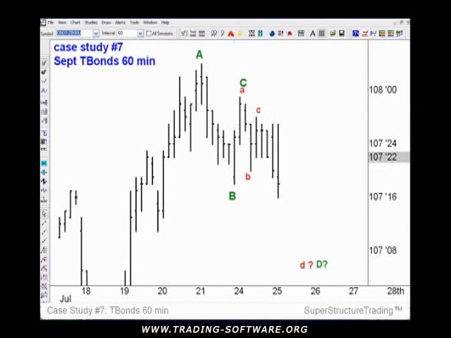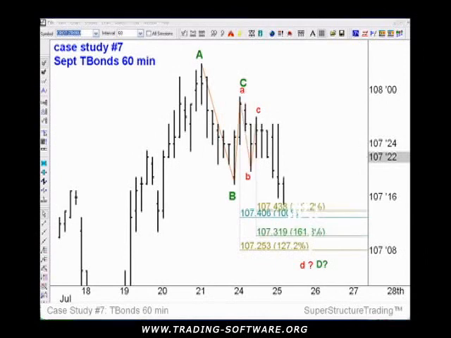First, we'll apply it to the dominant measure move. Here you see the 100% and the 127% off of the dominant structure. And here you see the 127% and the 161% measure move extensions off of this little ABCD. So here, focusing in on the 100% dominant measure move extension, the 127 is supporting it somewhat.